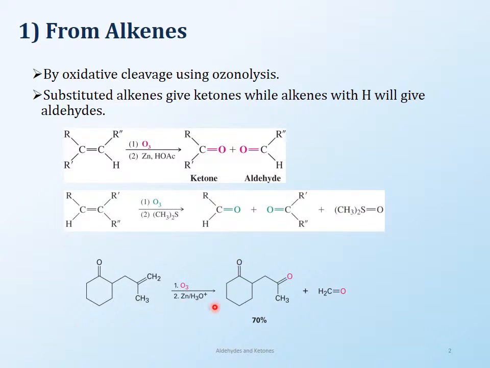Here is an example of how this works. So if you have something like this, in which the alkene here is completely not substituted, it's all hydrogens, then you get a ketone over here and formaldehyde, okay, over here. So if there was more carbons here, then you would get a more substituted aldehyde. That's all. So that is ozonolysis. Next is the synthesis by using alkynes.